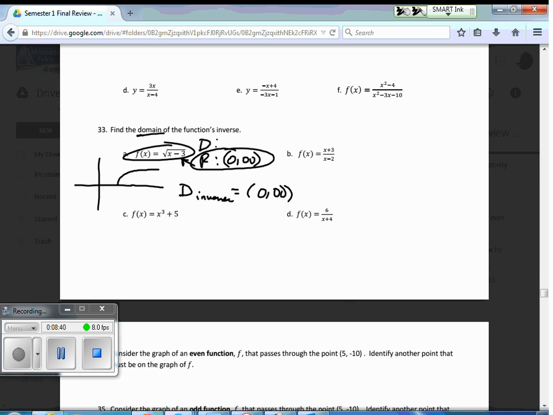Good question. Yes, it is a bracket. Thank you very much for catching me on that. It does touch 0, and therefore it is a bracket. Thank you.